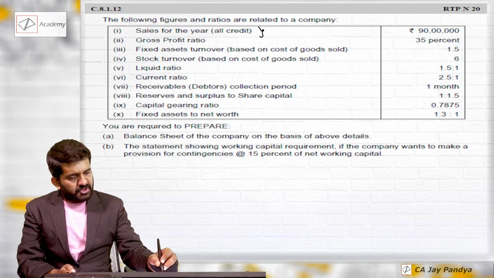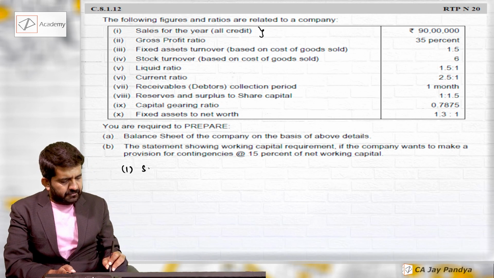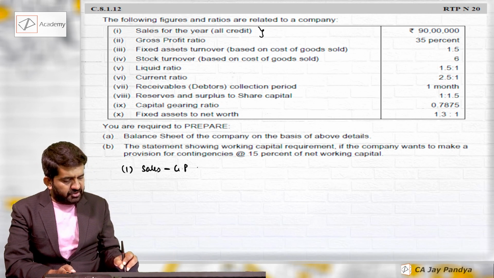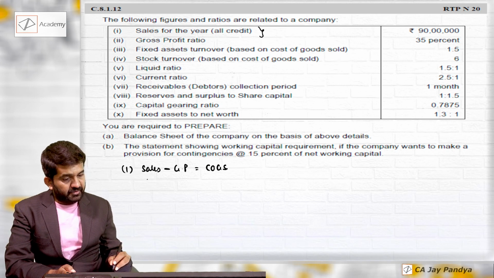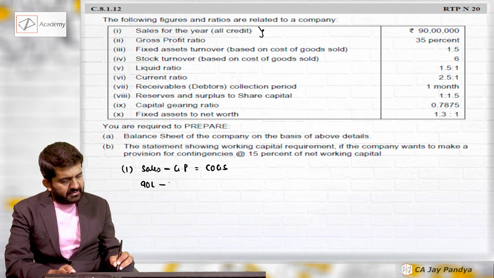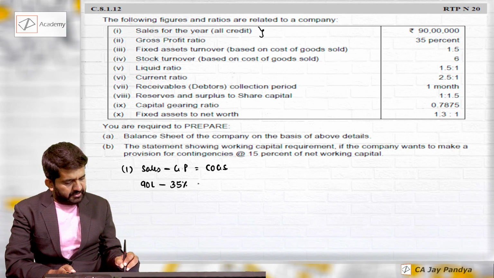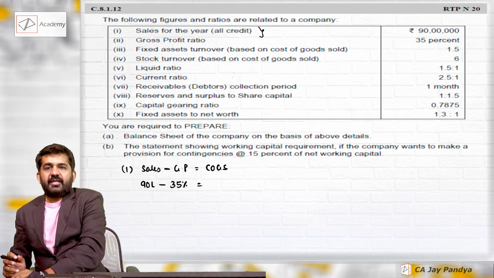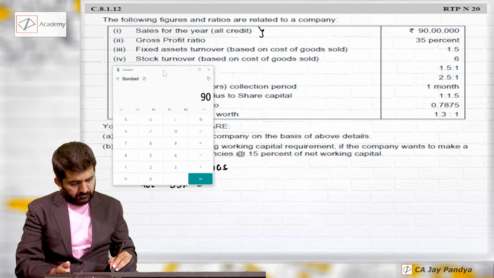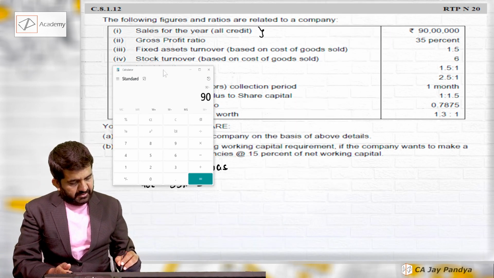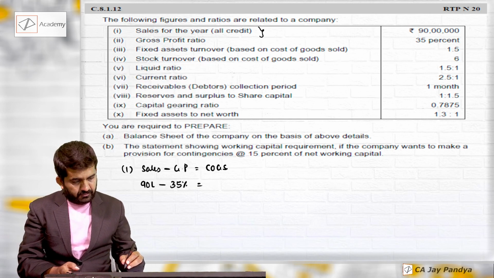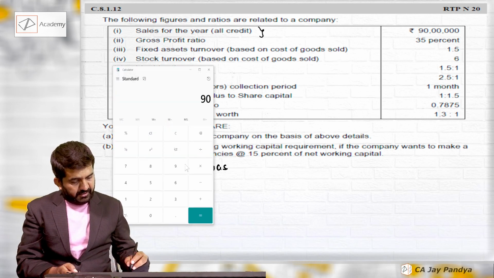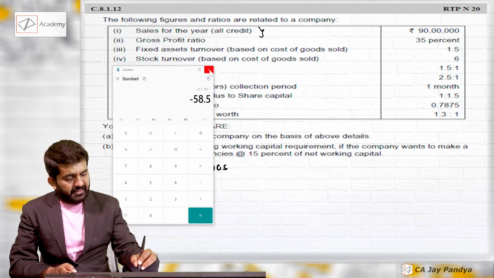First, let us find out COGS. How to find out COGS? Sales minus GP is the COGS. Sales is 90 lakhs minus 35%. So 90 lakhs minus 0.35. Let me do this. 90 into 0.35 minus 90 is 58,50,000.